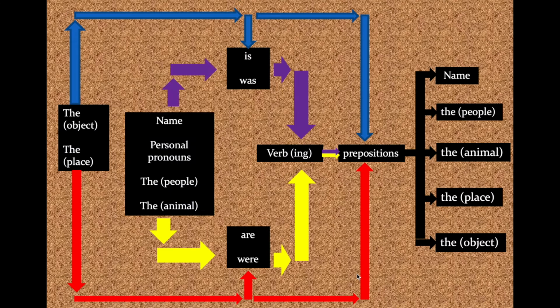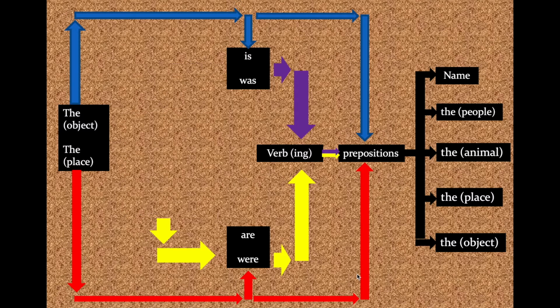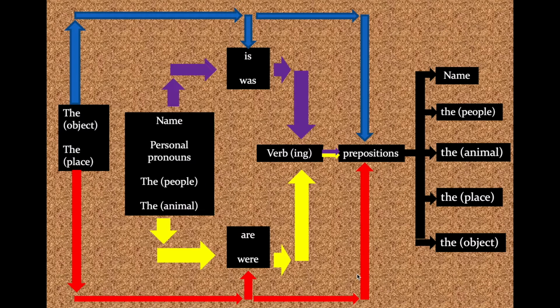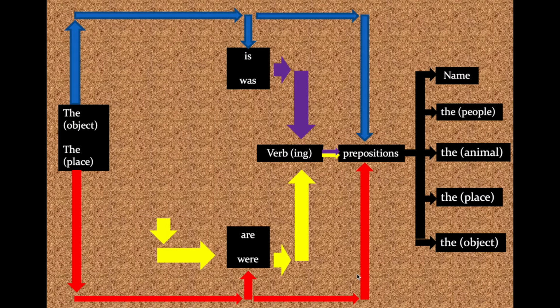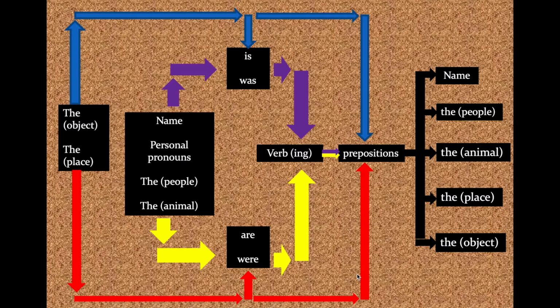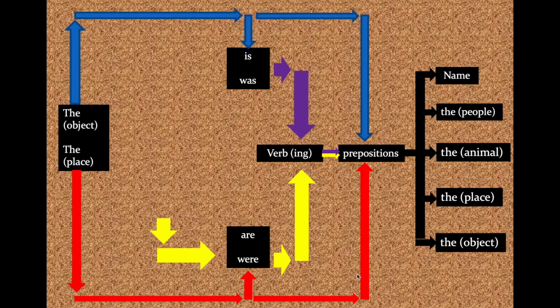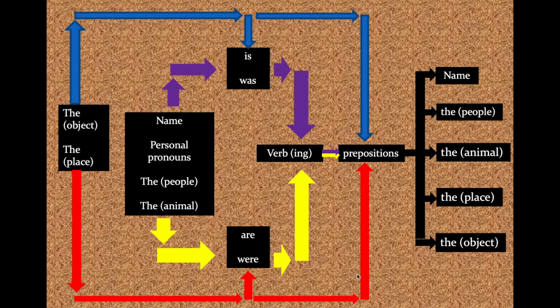After choosing the subject, the next word should be the verb. Here, you are given a choice of verb to be. You can choose is if you want to form a present tense sentence, or was if you want to form a past tense sentence. Once you have chosen the tense and the verb to be, the next word after the verb to be is the verb ing.